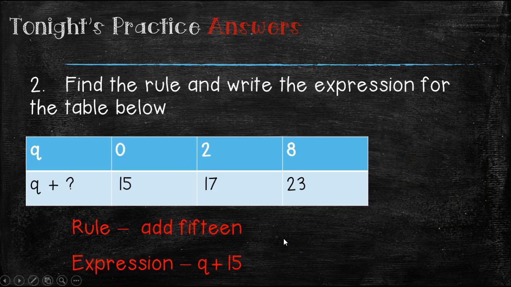The rule here is add 15, and the expression would be Q plus 15. Because in order to get from 0 to 15, we added 15. In order to get from 2 to 17, we added 15. And in order to get from 8 to 23, we added 15.